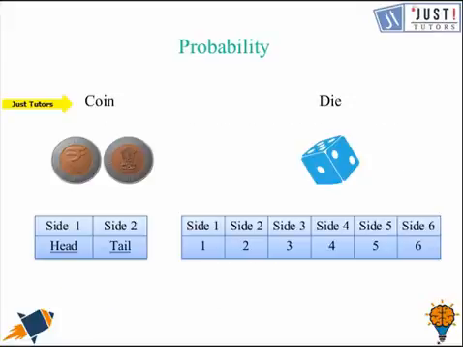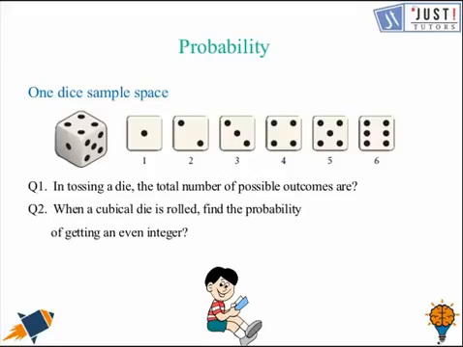Let's look at a coin and a die. A coin has either a head or a tail. A die will have a 1, 2, 3, 4, 5 or 6 as its event. When one die is taken as a sample space, we can have 1, 2, 3, 4, 5 or 6. In tossing a die, there are 6 possible outcomes.